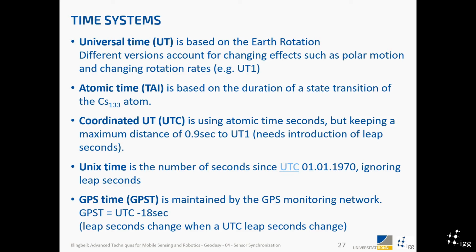One is universal time, which is based on the Earth's rotation. It uses the rotation of the Earth around its axis to define a time, and there are different versions of it, which account for changing effects, such as polar motion and changing rotation rates, right? So the Earth rotates around its axis, but not always the same. This rotation rate is changing over time. It's not constantly changing, it's even varying. And so there are many, many things which you can account for when you look at this time.